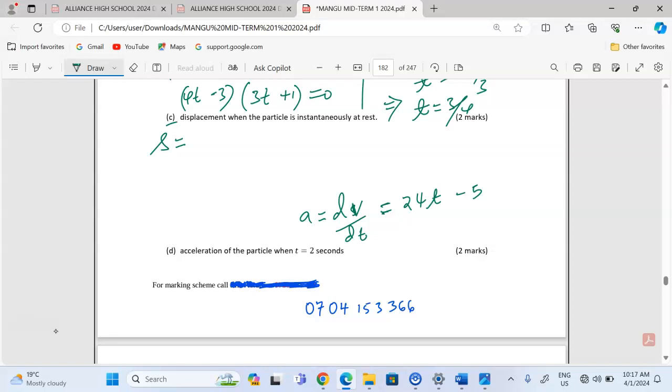Because this is the acceleration function, we want the value of acceleration when t equals 2. Therefore, we have 24 times 2 minus 5. When we take 48 minus 5, we get exactly 43.